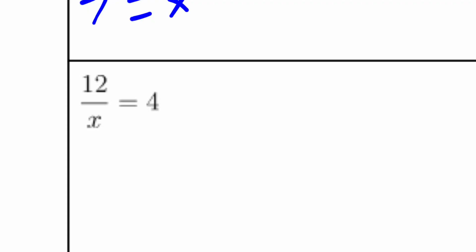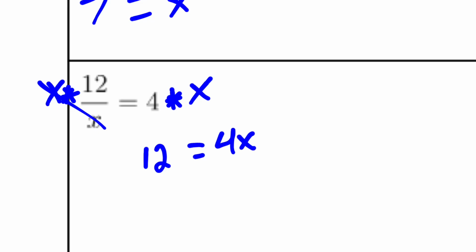When you have an x on the bottom, you still multiply by whatever's on the bottom. So I'm going to multiply both sides by x. This cancels out, and now I have 12 is equal to 4x. I divide by 4, and the answer is 3.